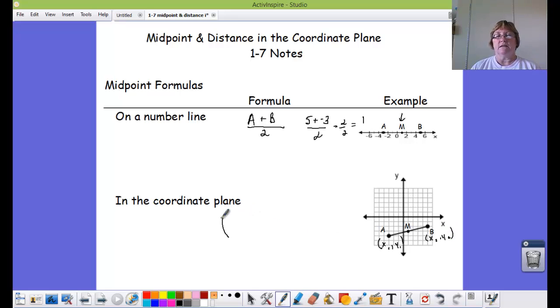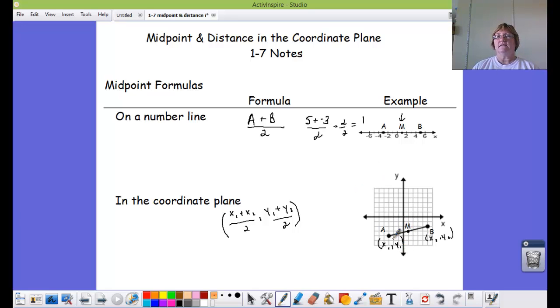And the formula says, do the same thing that you did here. In the horizontal direction, add the two x's, x1 plus x2, and divide by 2. That'll get you the middle going across. That's the x coordinate of the midpoint. To get the y coordinate, you add the two y's together and divide by 2. Again, that averages or gives you the middle of the vertical distance.